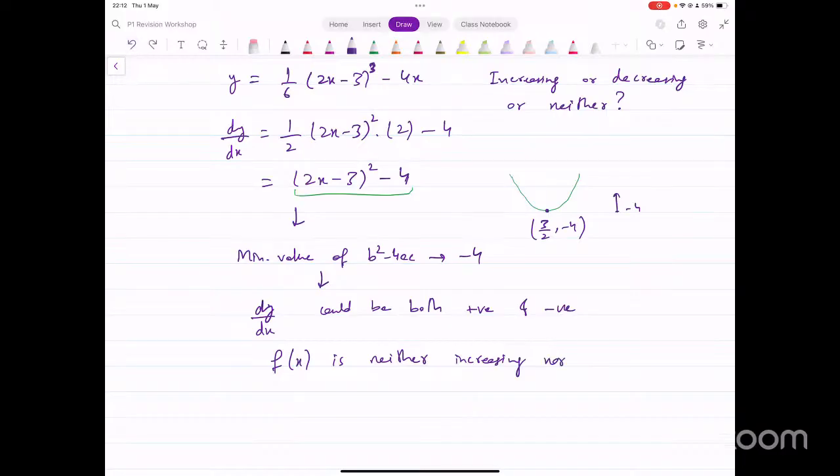It's neither increasing nor decreasing, right? Because it's not always positive or negative. In this case, you could also just input some value. For neither case, that works. For one value, you can show that it is positive. For another value, you can show it's negative. And that will prove that it's neither increasing nor decreasing. That would work in this case.